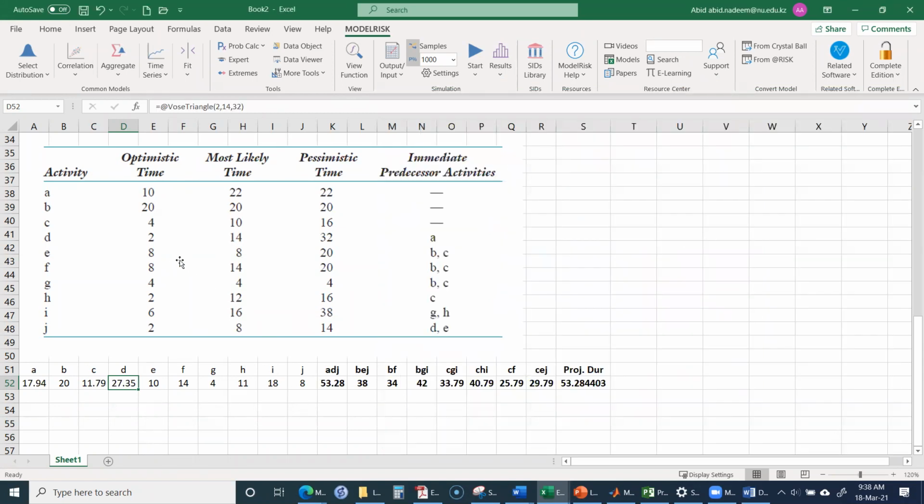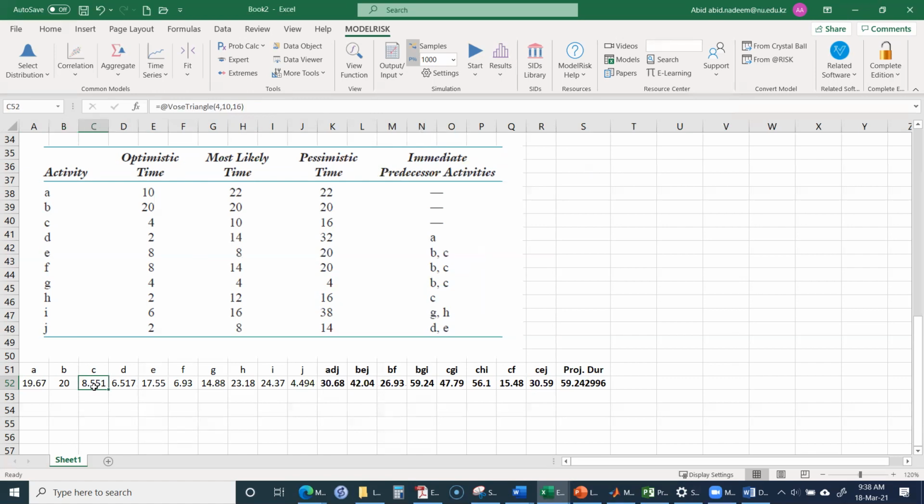Okay, and then similarly for E, it is 8, 8, 20. So what I can do is maybe I can just copy these formulas over here. For example, this is 10, 22, 22. If you see this in the formula sheet, it is 10, 22, 22. There is no formula over here.